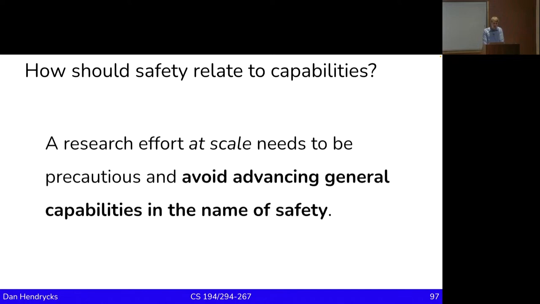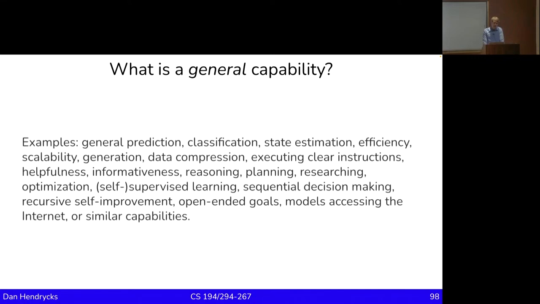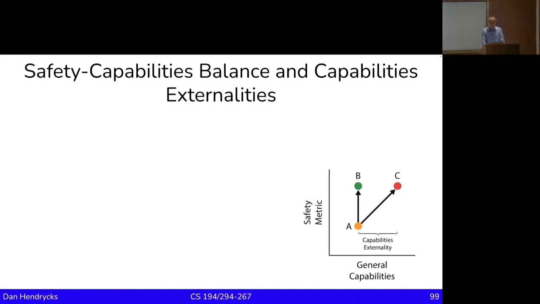So how should they relate? Well, I guess let's reflect on what's a way of describing general capabilities. There's general prediction, classification, state estimation, efficiency, scalability, generation, data compression, executing clear instructions, helpfulness, informativeness, reasoning, planning, researching, optimization, self-supervised learning, sequential decision-making, recursive self-improvement, open-ended goals, models accessing the internet. All these are general capabilities.